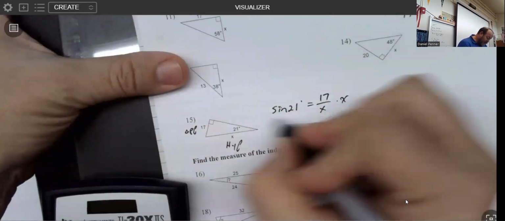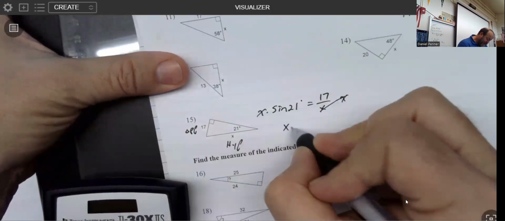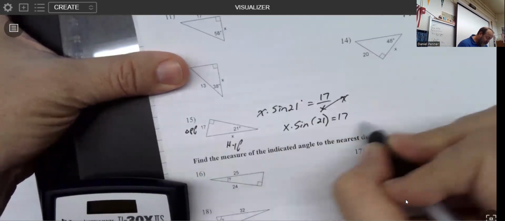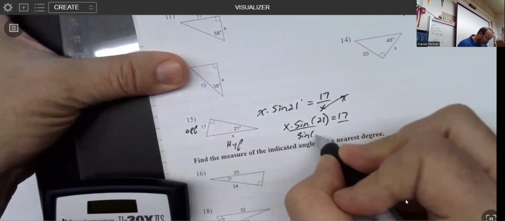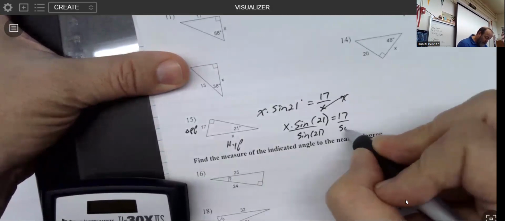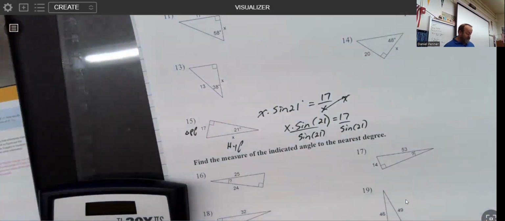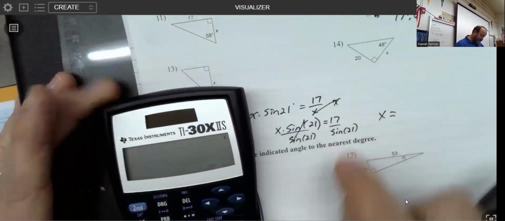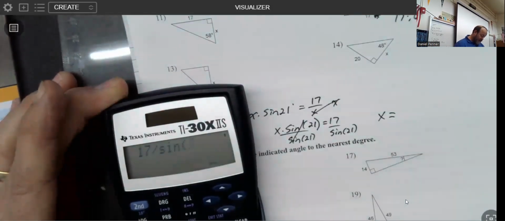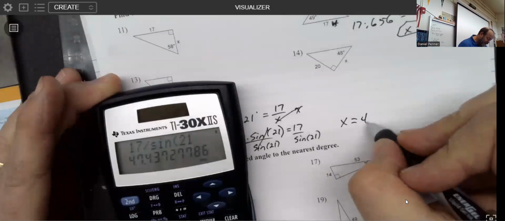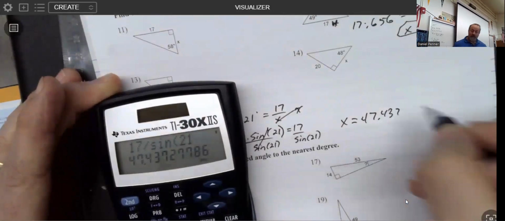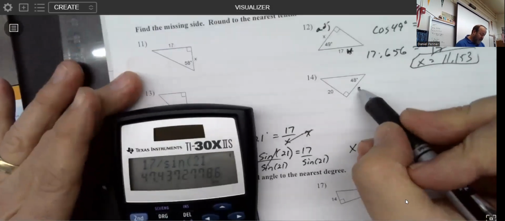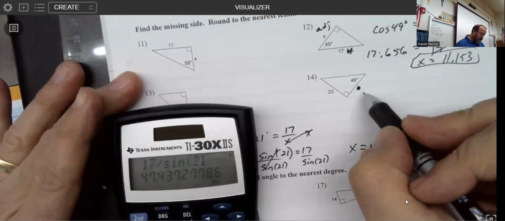But if that happens, we're going to multiply both sides by x. And so x is being multiplied by a sine. And so the last thing is we're just going to divide. Now, some people will choose to turn it into a decimal first and divide by the decimal that way. This is actually a little bit safer, that x is just 17 divided by the sine of 21. And I got it. That's 47.437.